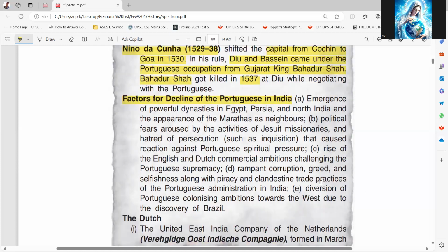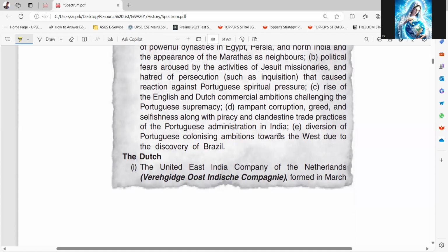Rampant corruption, greed, and selfishness, along with the piracy and clandestine trade practices of the Portuguese administration in India. Diversion of Portuguese colonizing ambitions towards the west due to the discovery of Brazil. Next is the Dutch, the United East India Company of the Netherlands.